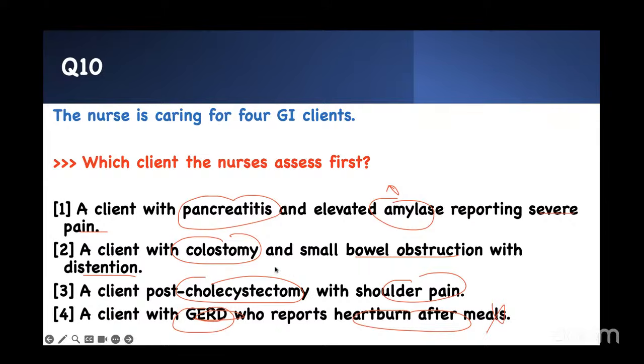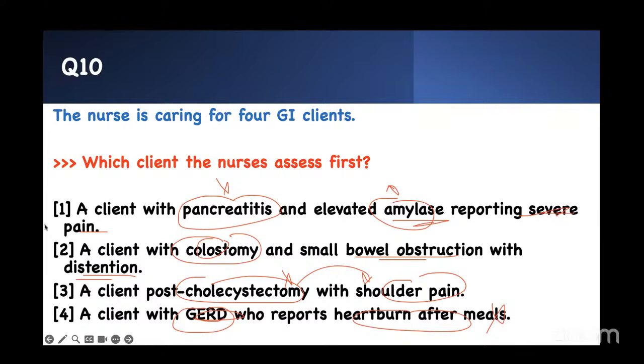We already see cholecystectomy is supposed to have shoulder pain. Now you're left with pancreatitis with a bunch of amylase and severe pain, and a colostomy patient with obstruction and distension. If you have pancreatitis, well, you're going to have pain. And if you have pancreatitis, your amylase is going to go up. I don't care about it. We're going to take care of your pain. There are no pancreatitis patients who don't have pain.